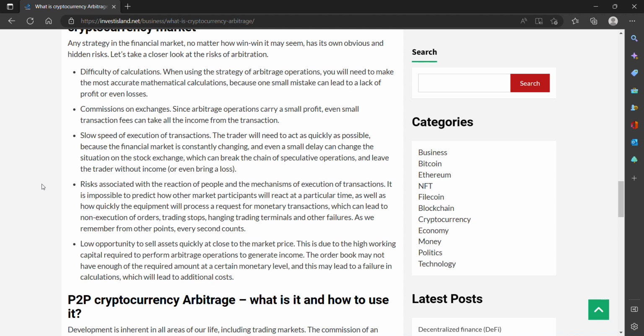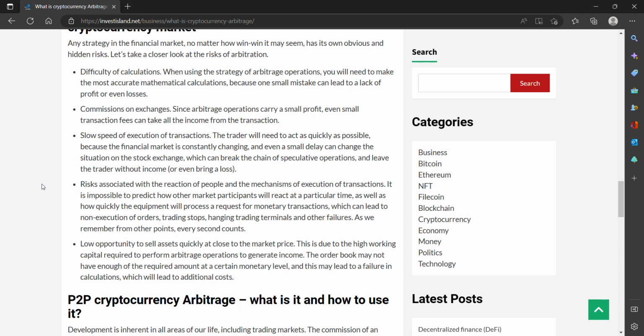Risks associated with the reaction of people and the mechanisms of execution of transactions. It is impossible to predict how other market participants will react at a particular time, as well as how quickly the equipment will process a request for monetary transactions, which can lead to non-execution of orders, trading stops, hanging trading terminals, and other failures. As we remember from other points, every second counts.